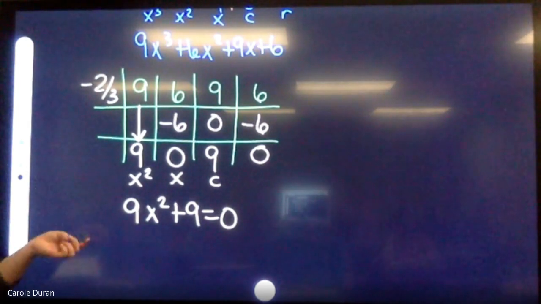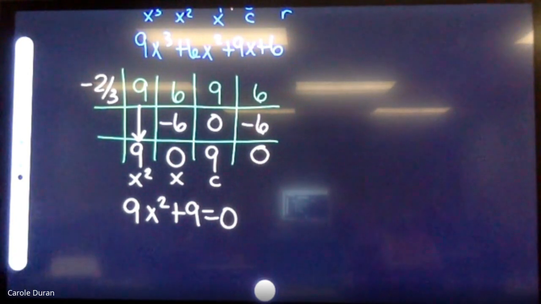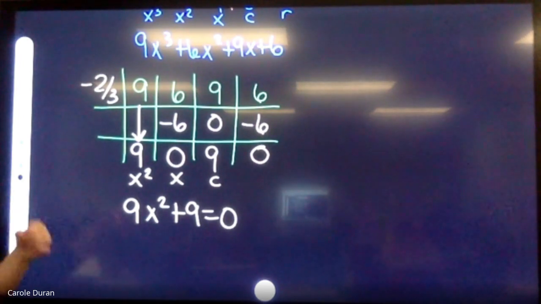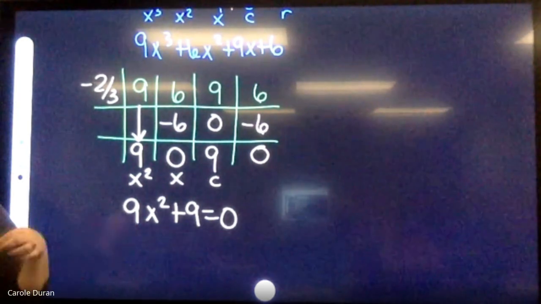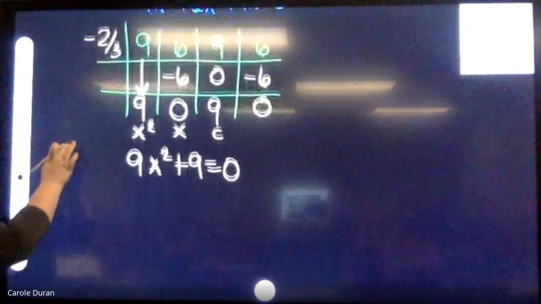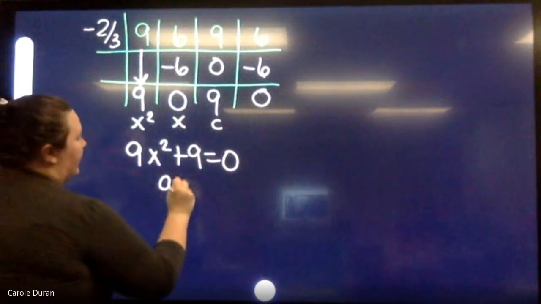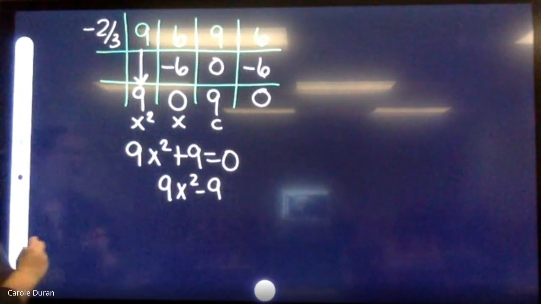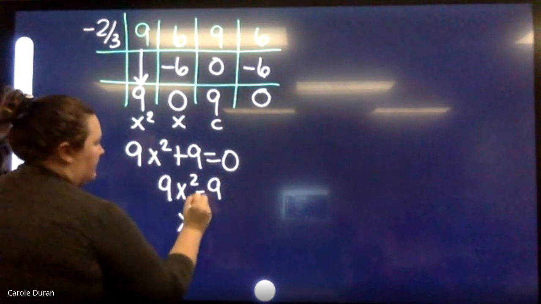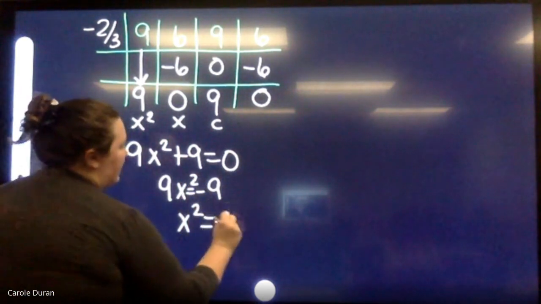Do I have to use the quadratic formula on this one? No. Why not? Because you can just move the plus 9 over and then divide it off by 9. It does not have an x term, so I don't necessarily have to use the quadratic formula. I can just move some stuff around and square root. So I subtract the 9 over, I divide by 9, and I get x squared equals a negative 1.